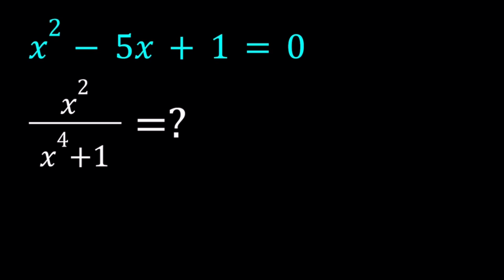Hello everyone. In this video, we're going to be dealing with a polynomial equation. We are given x squared minus 5x plus 1 equals 0, and we're supposed to evaluate x squared divided by x to the fourth plus 1. First of all, let me tell you that we're expecting to get a numerical answer from here.